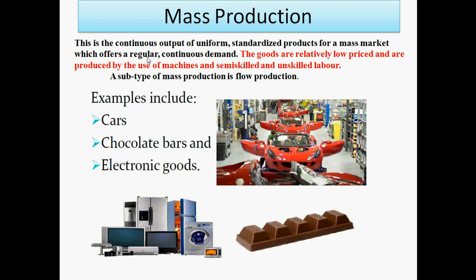So the variety here is low. Also it requires semi-skilled or unskilled labor, because automation is nowadays introduced here. So only the proper arrangement is needed. Then chocolate bars, which we form in chocolate industries. Then electronic goods also. This is about mass production, because more demand is there. According to a market survey, you can observe it and then go for mass production.